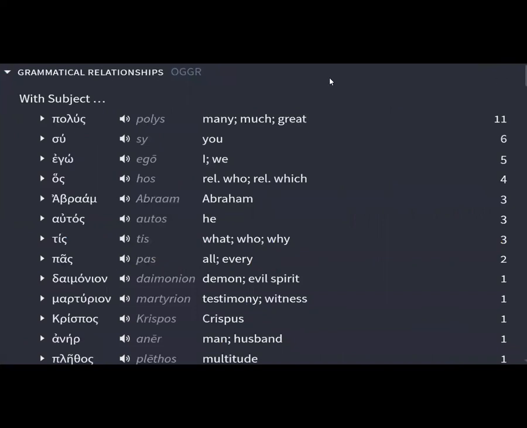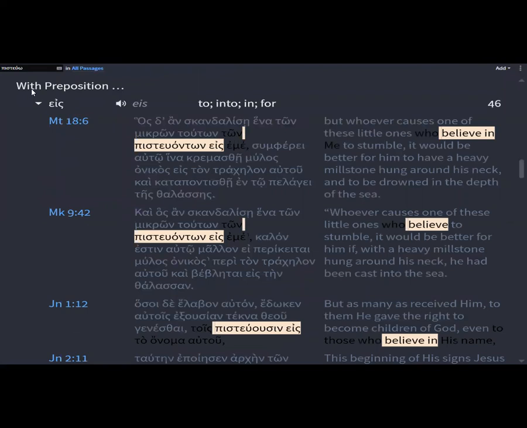Another thing that I did in Logos, I found out that you need to insert this in your exegetical guide, grammatical relationships. And so then I was able to go here to preposition, eis, the preposition with pisteuo, and that brought up 46 results. And so that sounded more accurate.